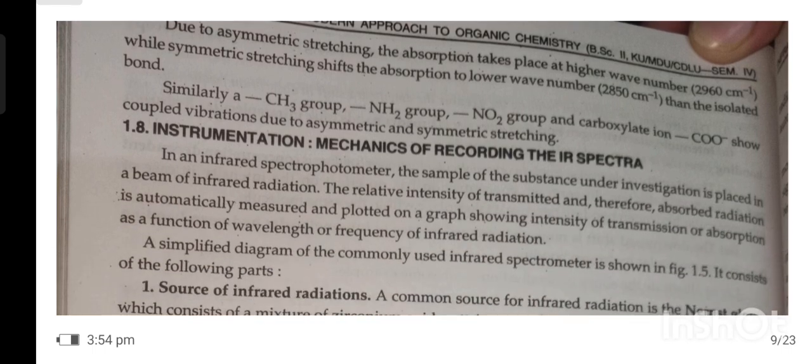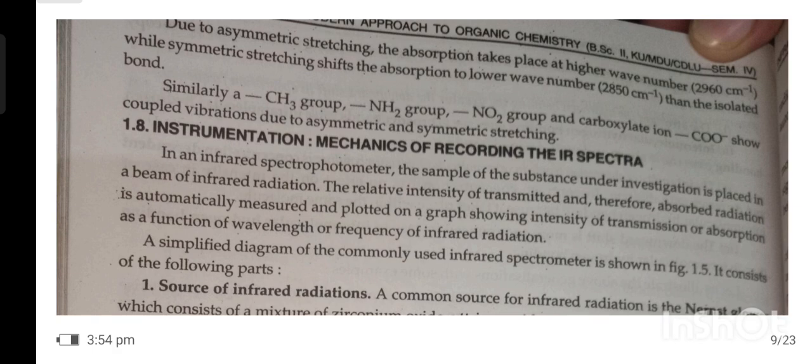Instrument mechanism of recording the IR spectra. In an infrared spectrophotometer, the sample of a substance under investigation is placed in a beam of infrared radiation. The relative intensity of transmitted and therefore absorbed radiation is automatically measured and plotted on a graph showing intensity of transmission or absorption as a function of the wave number or wavelength of infrared radiation.